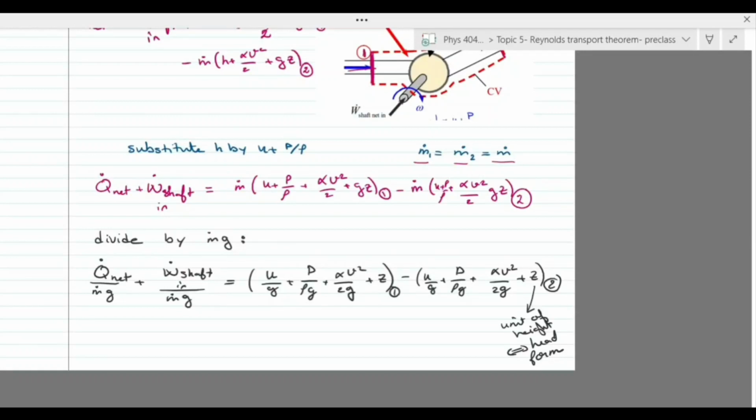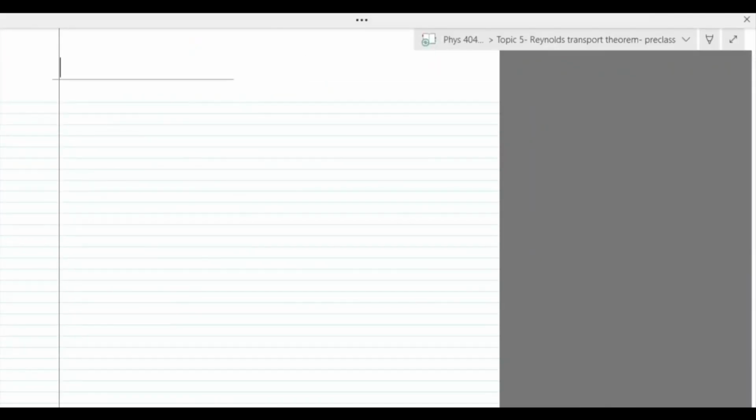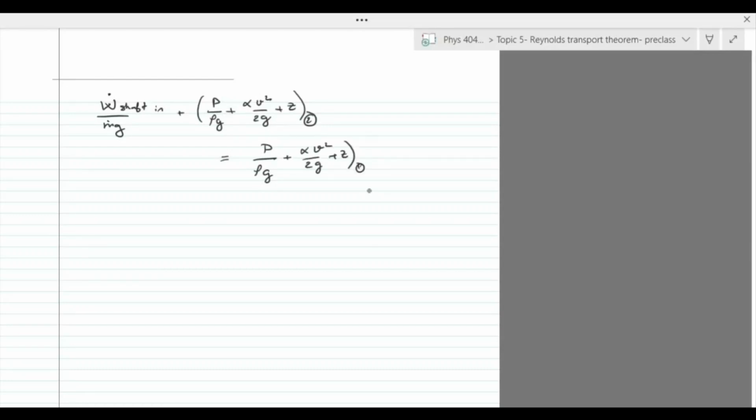I'm going now to rearrange my equation so that I have some inputs on one side and outputs on the other side. So I will actually leave W dot shaft in over m dot g on one side, plus I will bring the term which contains my outlet to the left-hand side. On the right-hand side, I will still have P over rho g plus alpha V squared over 2g plus z over my inlet.